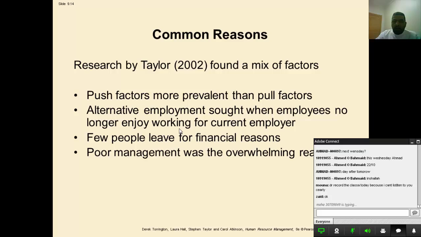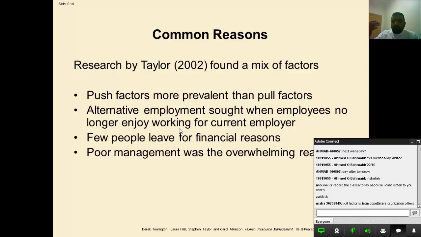There is a famous study conducted by Taylor in 2002. In this study, the author found a mix of factors for leaving work. Those are the common reasons found by Taylor 2002 for turnover. The first one is push factors. Push factors are more prevalent than pull factors. That means most employees leave the job because of some internal problem with their current job.